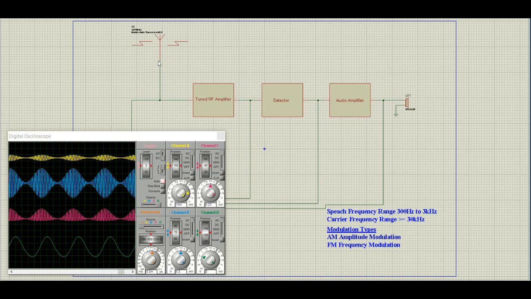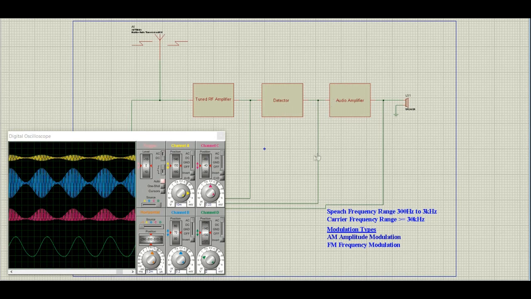Okay, let's have a look at the signals between the blocks on the block diagram, starting at the aerial on the oscilloscope. The yellow trace represents a small radio signal being received by the aerial. This is then passed to the tuned RF amplifier, which selects the signal we want to listen to and amplifies it large enough to pass to the detector. This is represented by the blue trace on the oscilloscope.